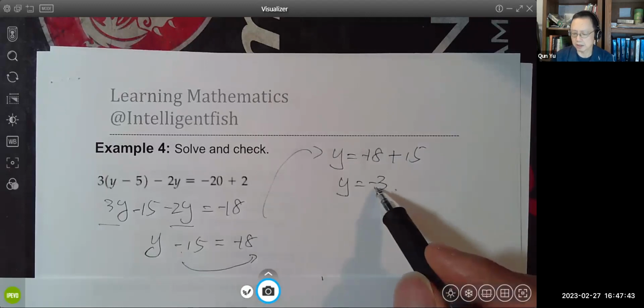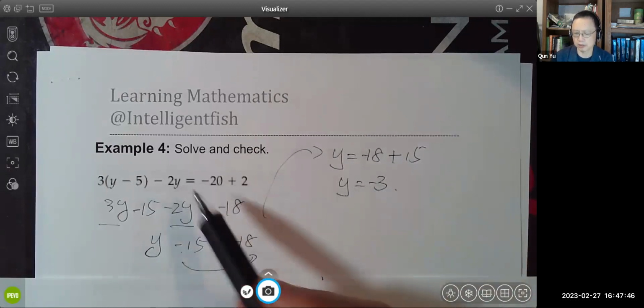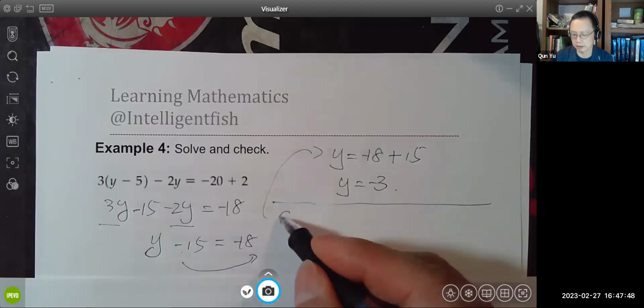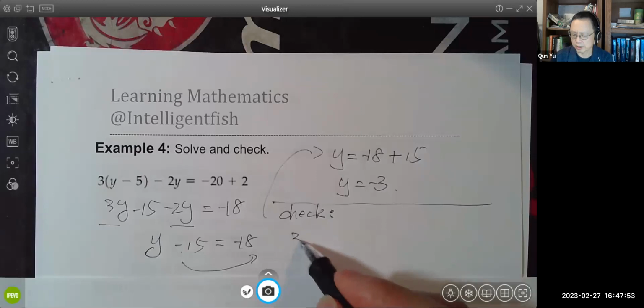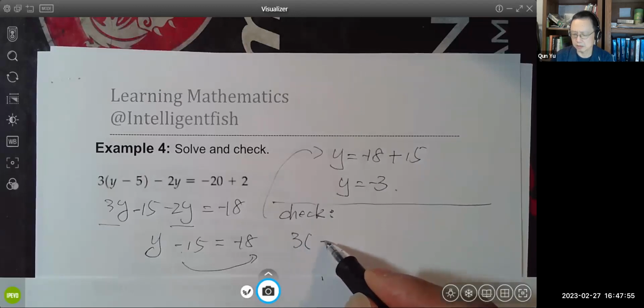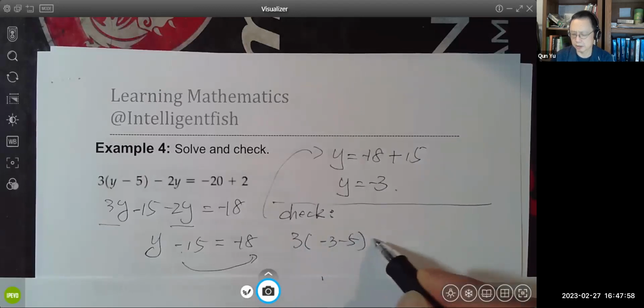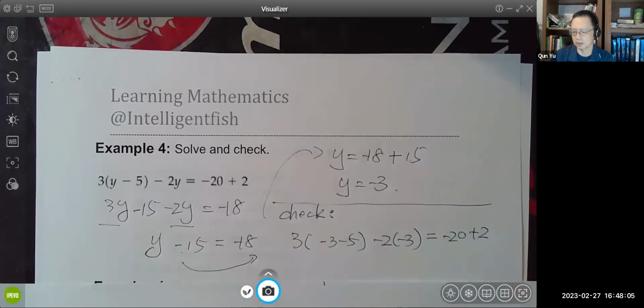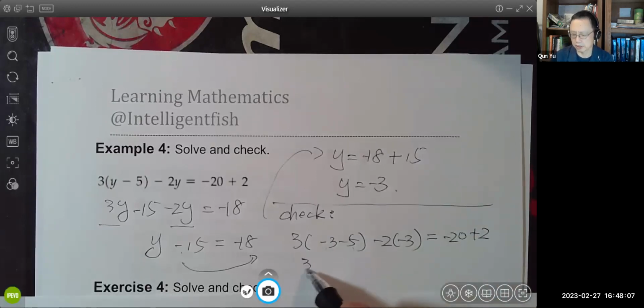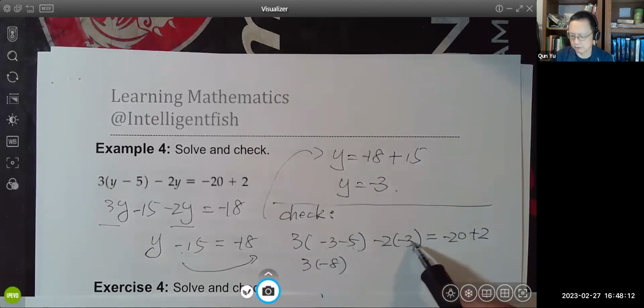Now, let's plug this negative 3 back into the equation to see if both sides are equal or not. So we're going to check our answer. 3 times negative 3 minus 5 minus 2 times negative 3. The other side is negative 20 plus 2. This is negative 8. 3 times negative 8. And this is a negative times negative. Or you can see minus 2 times negative 3, that's positive 6.